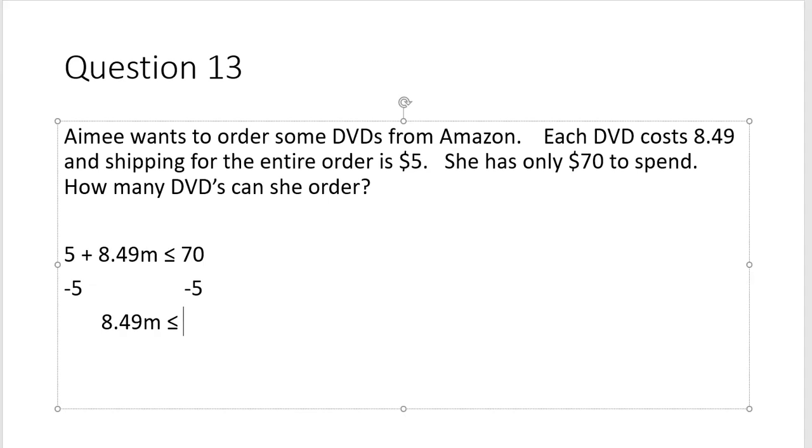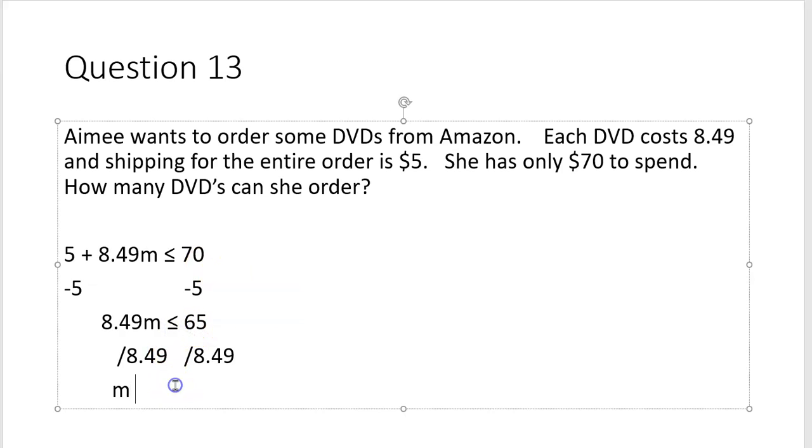So then we get 65. Joshua. Sorry about the intercom again. And then I do 65 divided by 8.49. And that gives me, divided by 8.49 here, divided by 8.49 here. And I did the different divide sign than I usually do, but it means the same thing.